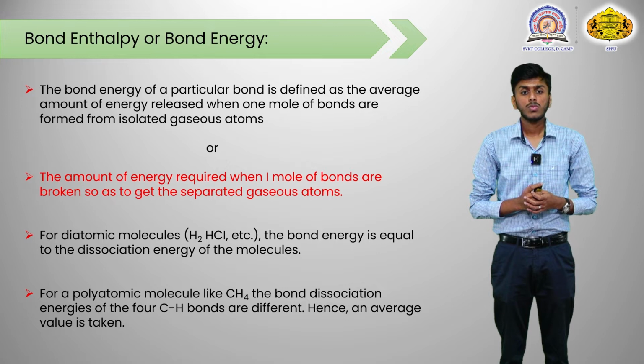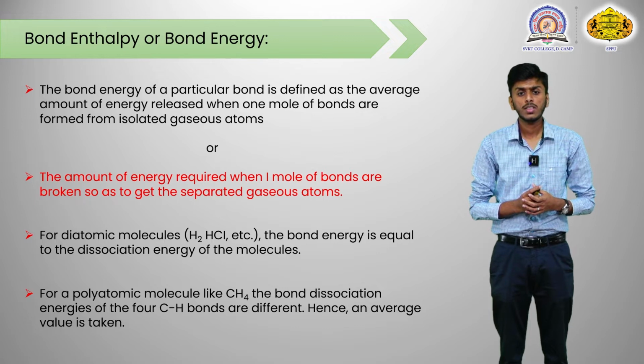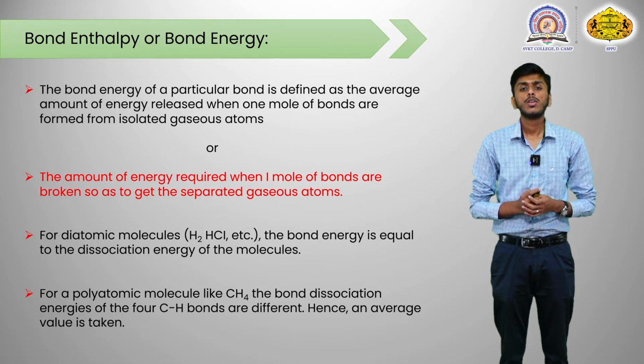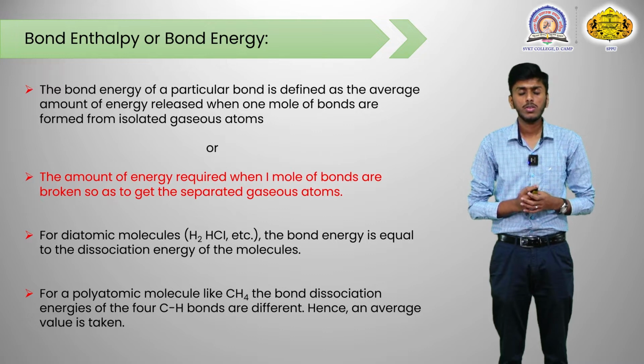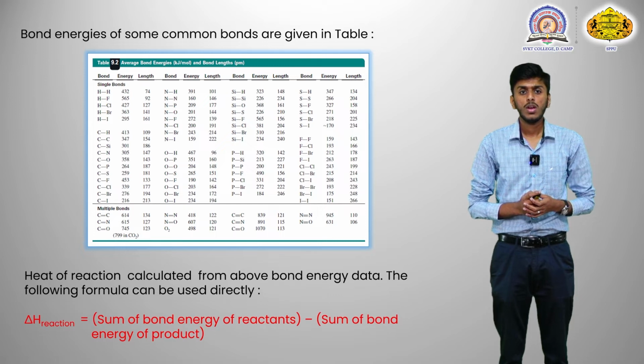There are two cases: for diatomic molecules and for polyatomic molecules. In case of diatomic molecules such as H2, HCl, etc., the bond energy is equal to the dissociation energy of the molecule. But in case of polyatomic molecules like methane, CH4, the 4 C-H bond dissociation energies are different, hence an average value is taken. Bond energies of some common bonds are given in the table below. Students should note that you shouldn't memorize these values, they are already given in the numerical.